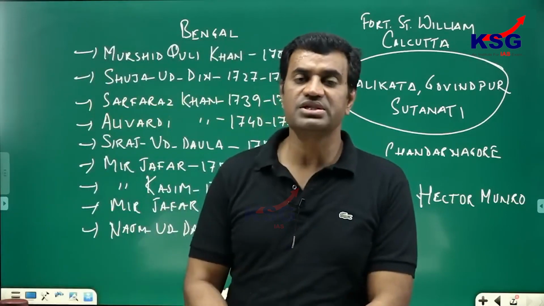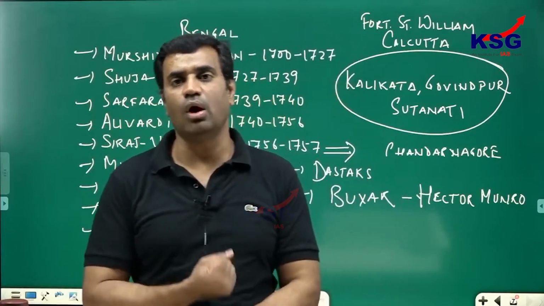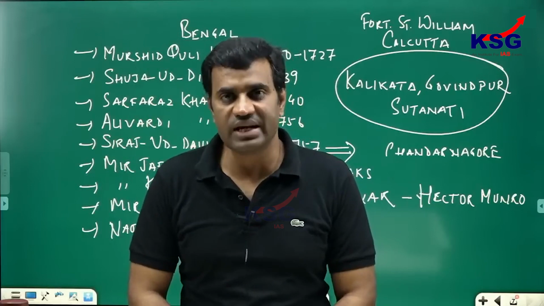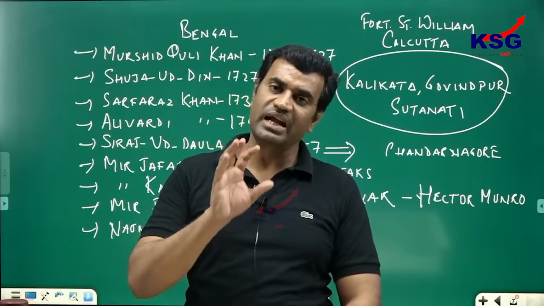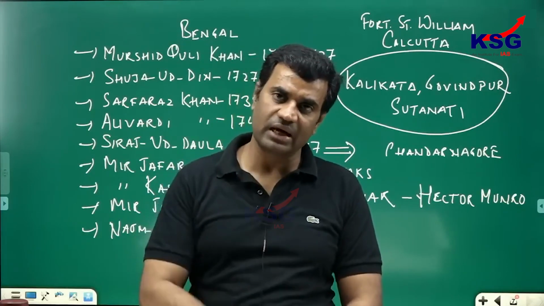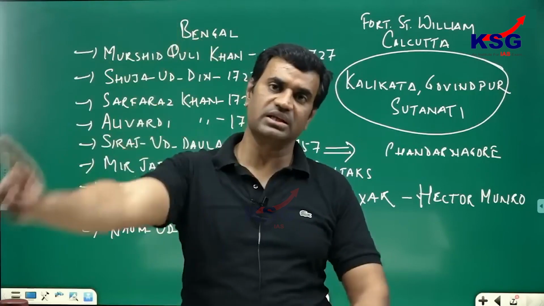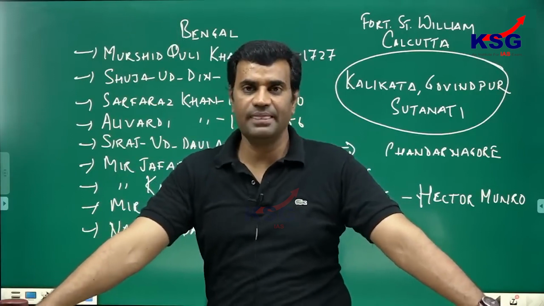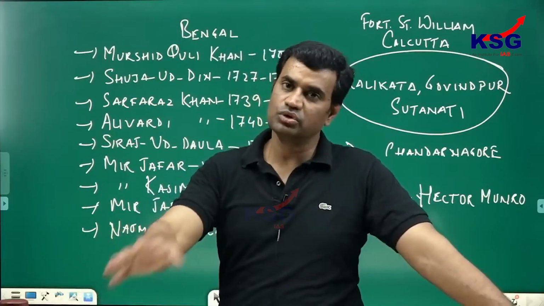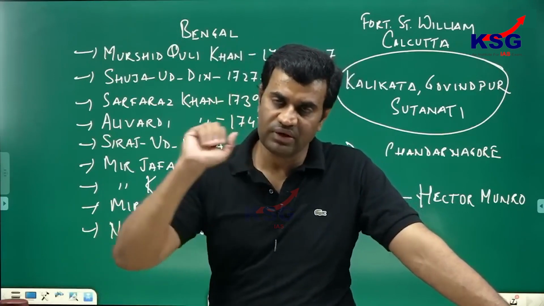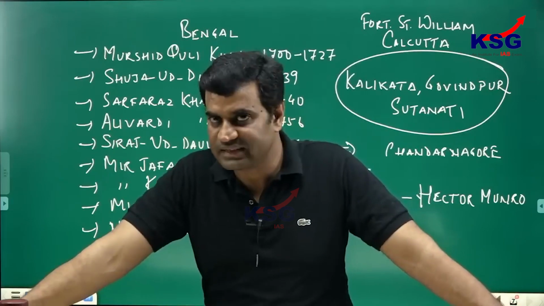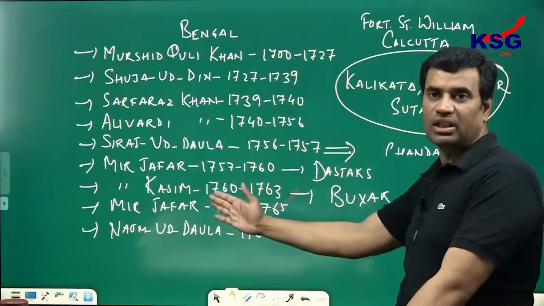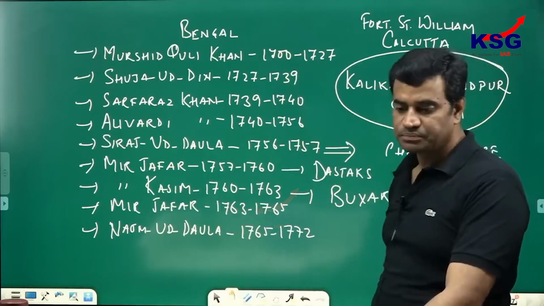Clear? This resulted in the end of the rule of Bengal Nawabs by the second half of the 18th century, and the British Parliament began to regulate the affairs of this private company along with the Court of Directors in London through the Regulating Act of 1773. We'll come to the provisions of the Regulating Act of 1773. Is this clear? This chronology is clear of Bengal Nawabs, the conquest of Bengal.